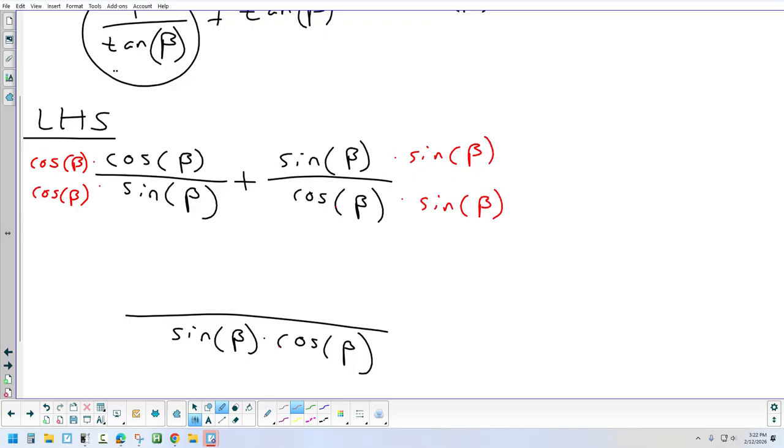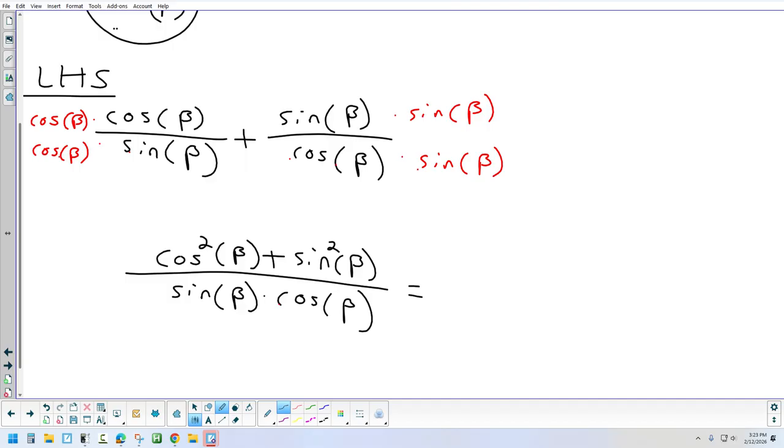Now, each of the denominators is cosine sine, or sine cosine. Same thing. So we've got the common denominator. What's cosine times cosine? Yeah, cosine squared. And what's sine times sine? Yep, sine squared. And now what happens there? Yeah, the top equals 1.